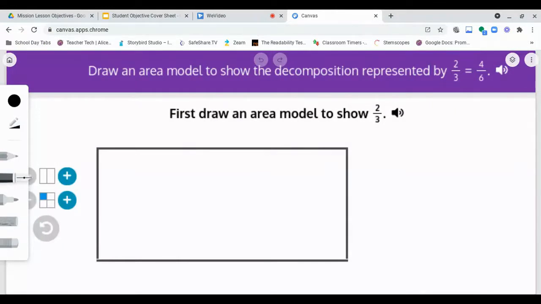So I pulled this example from the Tower of Power, where it asks us to draw an area model to show the decomposition represented by 2/3 equals 4/6. So basically, we want to prove that 2/3 equals 4/6. First we want to make 2/3, and I'm just going to draw it in. I'm not actually on the tower right now, but I have these tools. I took a picture. So we want to show again that 2/3 equals 4/6. That is our goal. Because they are equal, but we want to show it.